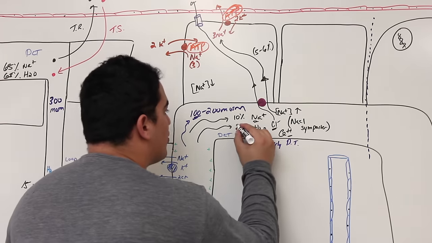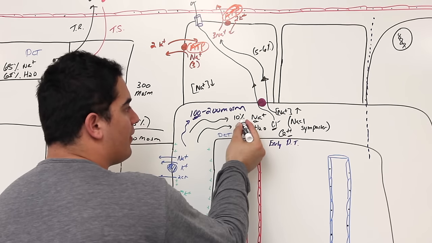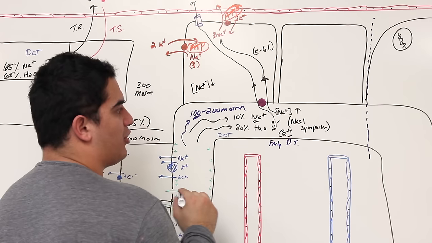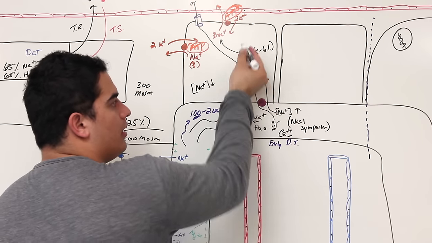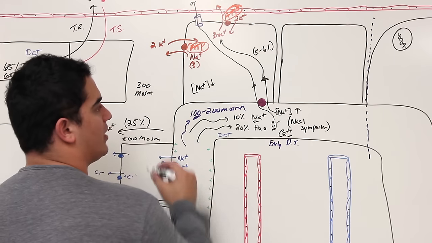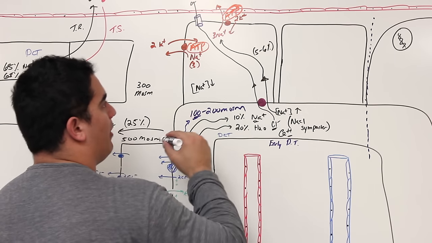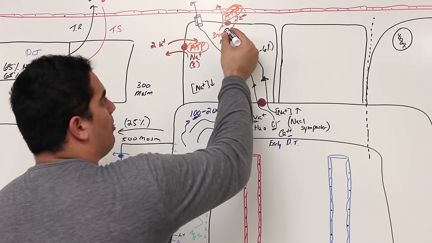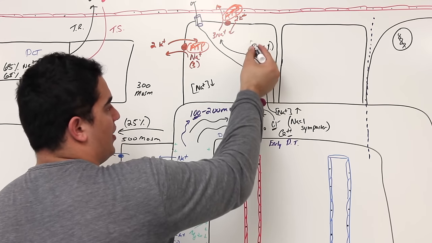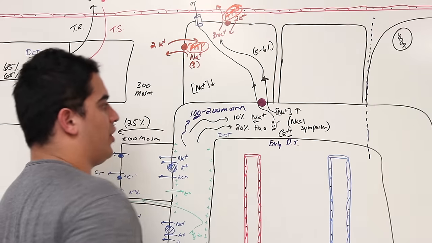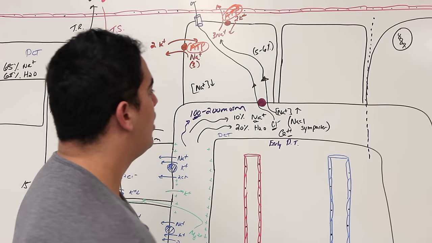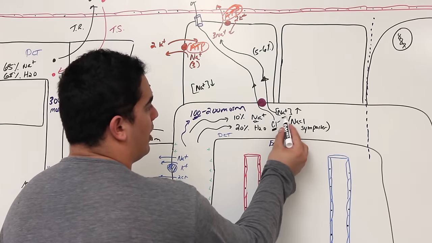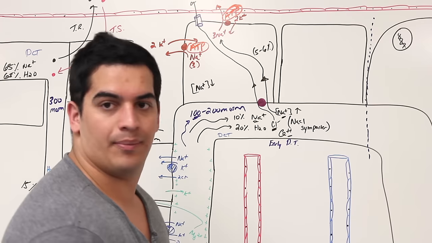So now, out of that 10%, 5 to 6% was reabsorbed here within the early distal tubule via the sodium chloride symporters, which help to get them in, and the sodium potassium pumps help to decrease the sodium concentration in the cell so that it can move down its concentration gradient. All right, boom, done. So we talked about the sodium and the chloride ions. Now let's talk about this calcium.